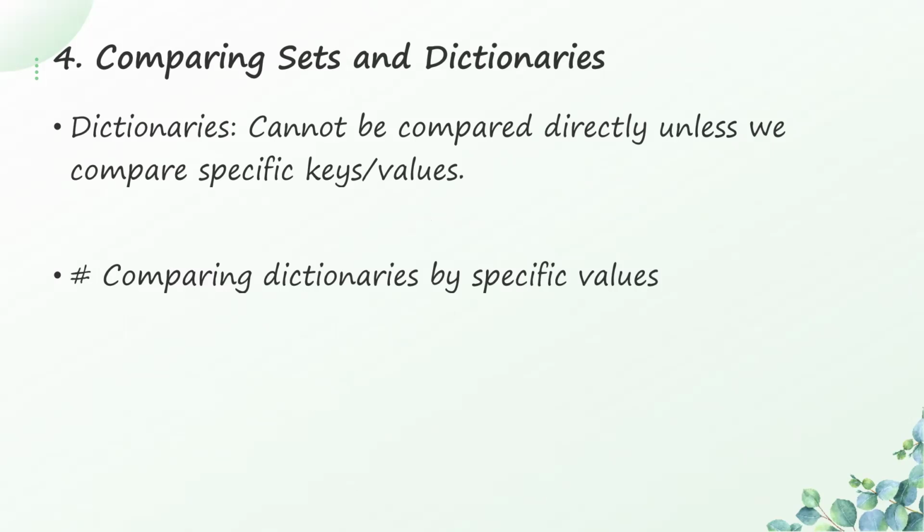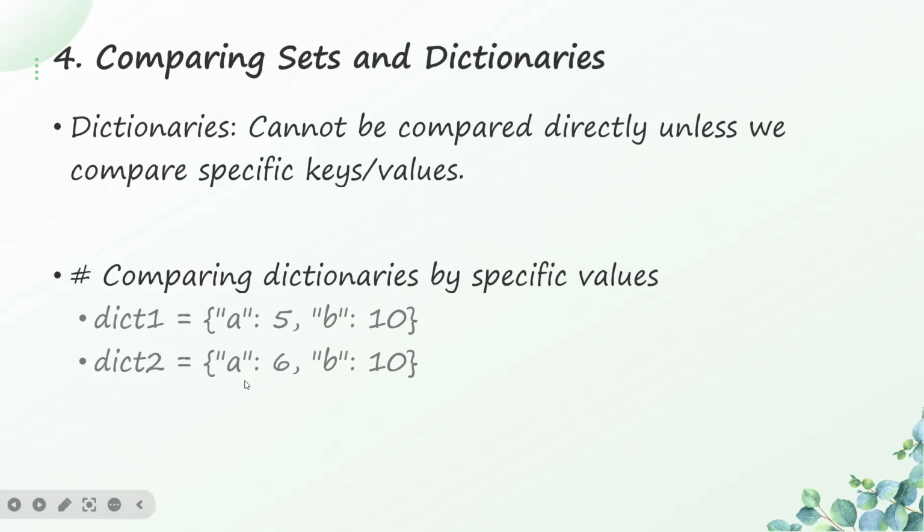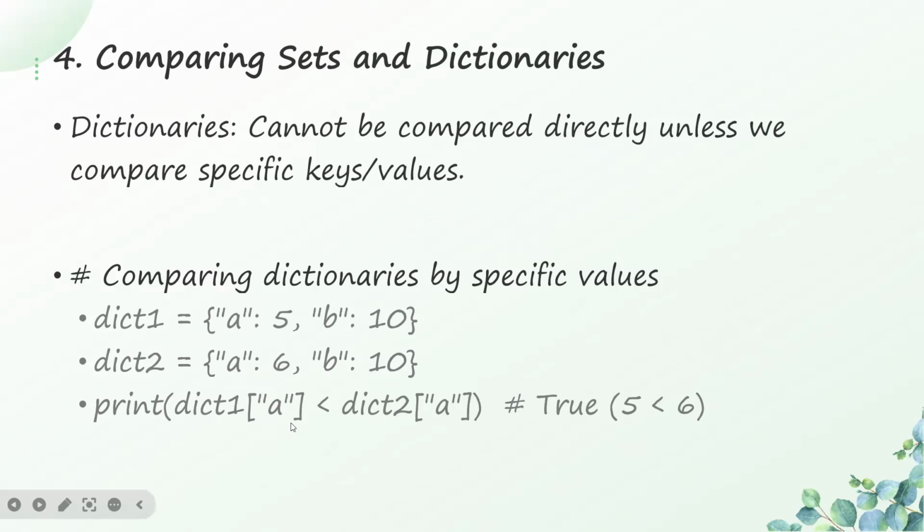So we cannot compare directly. What we are going to be comparing is the values of their keys. All right. So dictionary 1 has keys A and B, and their values are 5 and 10 respectively. Okay. So dictionary 2 has A and B too. They have the same keys, but their values differ. Okay, so you can only check for the values of their keys. So you cannot just go and compare the dictionary directly. You can only compare the values of their keys like this.